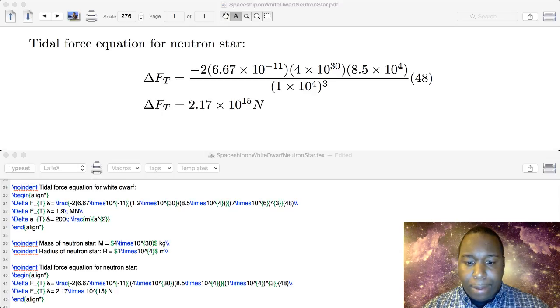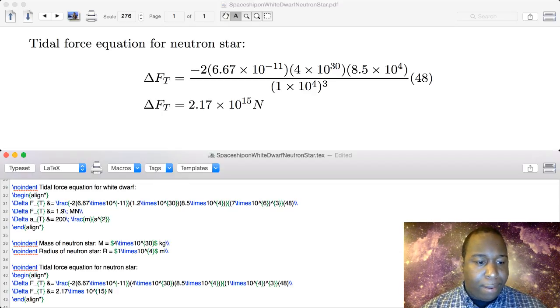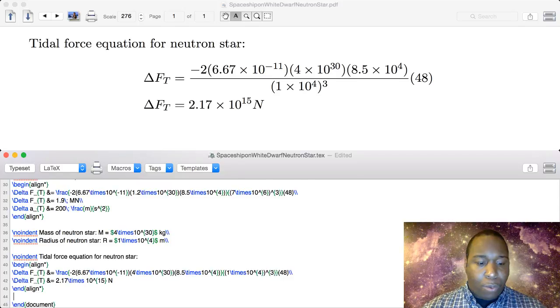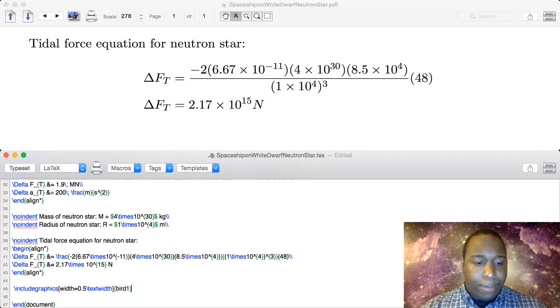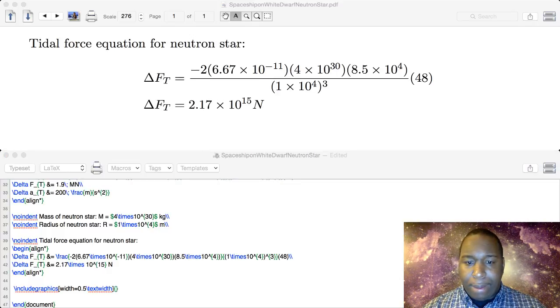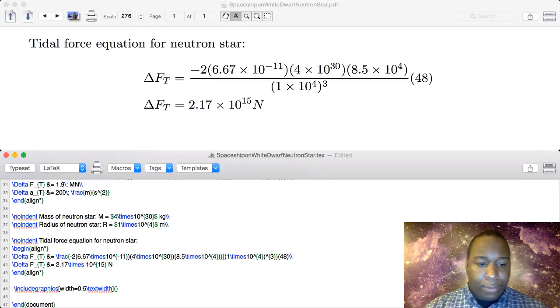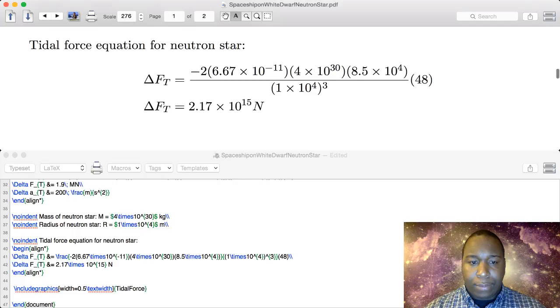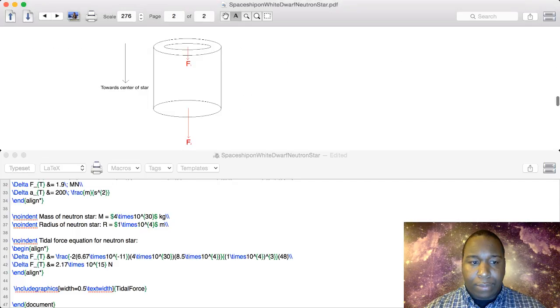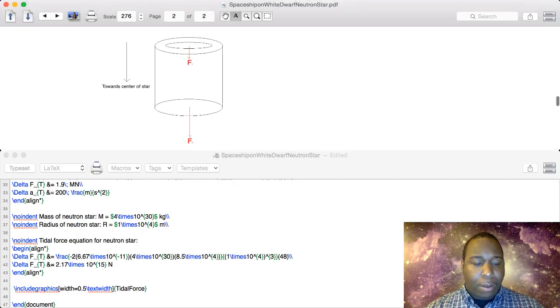All right, back here. And so I believe the name of the image I want to pull up is going to be tidal force. That's it. Oh, I want that to be centered.